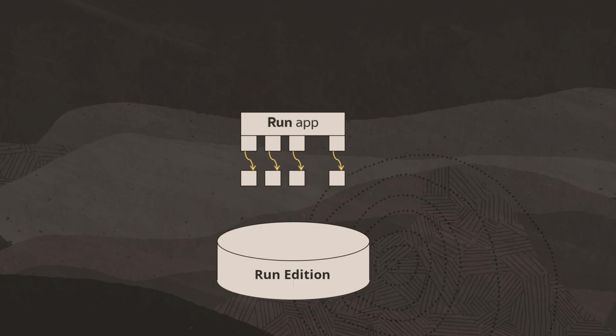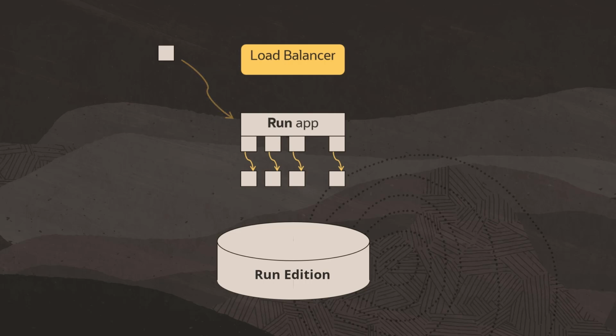Okay, let's take a look at an example now. So we have our running current edition of our application. We have our app running on top of it, and we have a load balancer. This is the current running, our production application. We have new clients coming in. They connect up to the load balancer, and they're redirected normally to the current version of our production application.